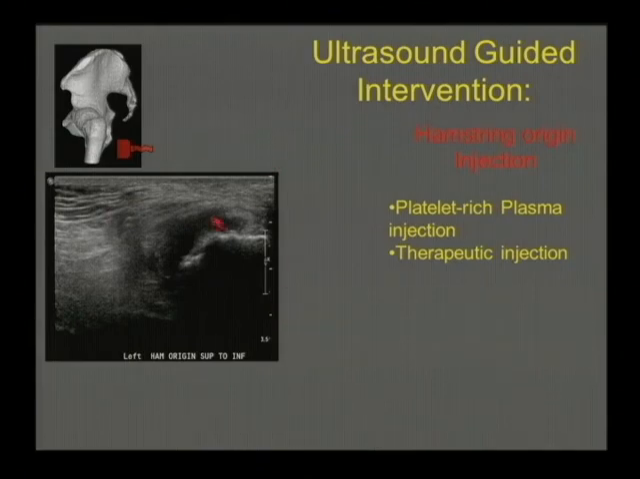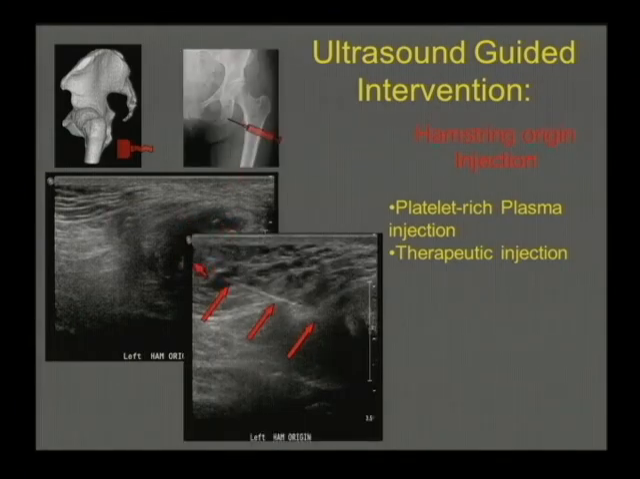So again, transverse plane, abnormal hamstring origin demonstrated here. And then with sonographic guidance, approached that area and did our injection as well as fenestration of the proximal hamstring origin.